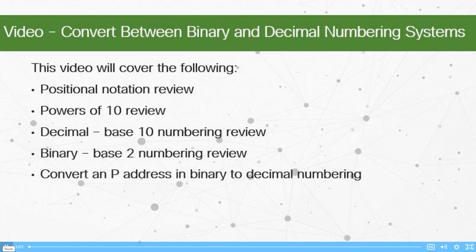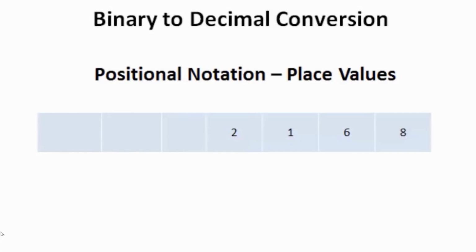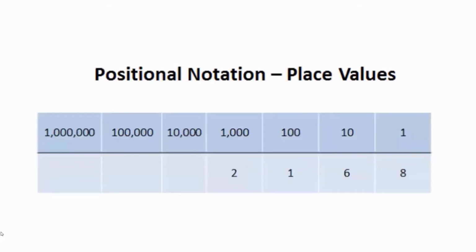In this video, I'm going to discuss binary to decimal conversion. But before I do this, I want to take a look at positional notation or place values. I have the number 2168 here. If we look at the place values of the number 2168, we can see that the place values have the ones place, the tens place, the hundreds place, the thousands place, 10,000, 100,000, and million. These are the place values of the base 10 decimal number system.